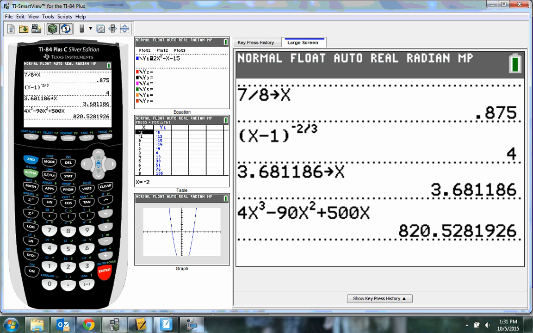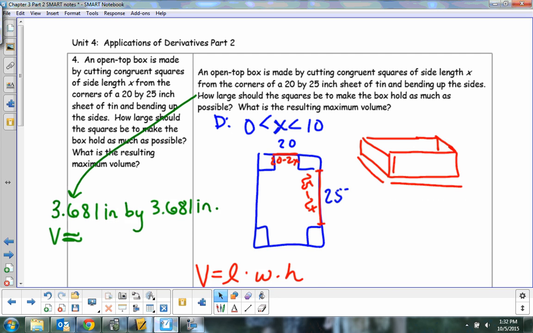Don't do that in your 89s. It does something else. You don't do that in the 84. I like to have both calculators. So the answer to this would be, what was it? 820.528. And how do we label that? Inches cubed.